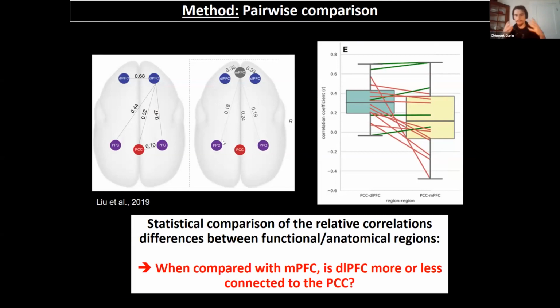As I said, we created a method that we call statistical comparison of the relative correlation difference between functional and anatomical regions, which sounds complicated, but basically it's the same thing as asking, when compared with the medial prefrontal cortex, is the dorsolateral prefrontal cortex more or less connected to the PCC? So what I've done is that I extracted in all my species the correlation between the PCC and dorsolateral prefrontal cortex in each individual, done the same thing between PCC and medial prefrontal cortex, and then performed a statistical test to see which one is greater than the other one.